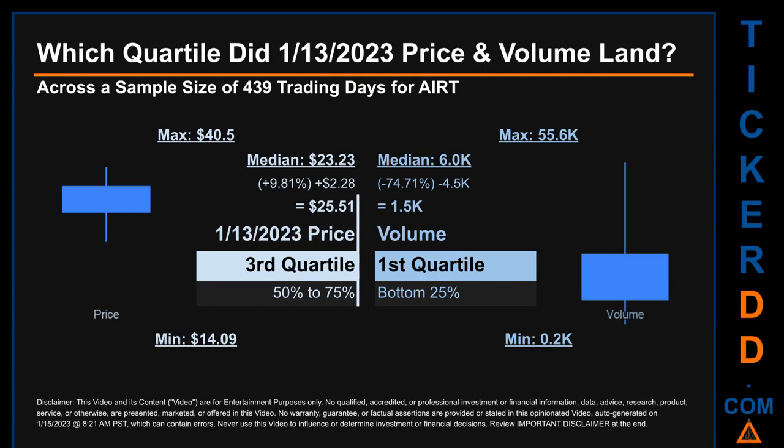Quartiles tell us about the spread of a data set by breaking that data set into quarters, just like how the median breaks the set into half. Descriptively, AIRT has a median price of $23.23, therefore, January 13, 2023 price was higher from that middle marker by 9.81%. The day's volume of 1.5 thousand was less than the median by 74.71%.